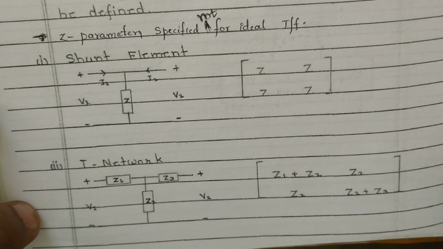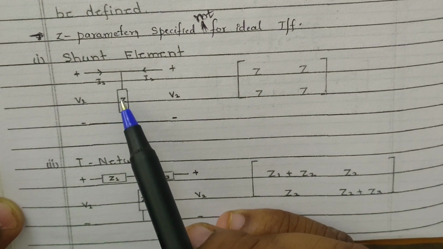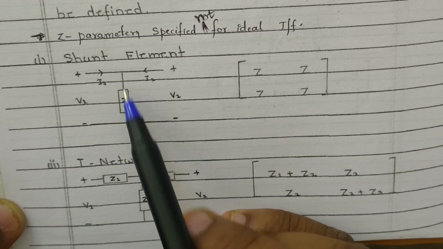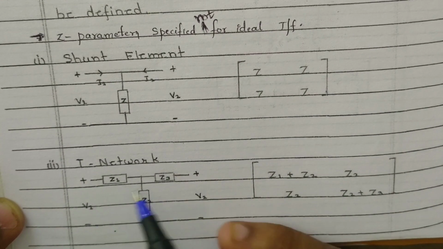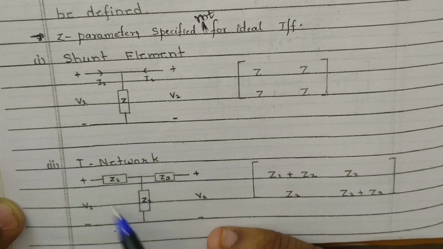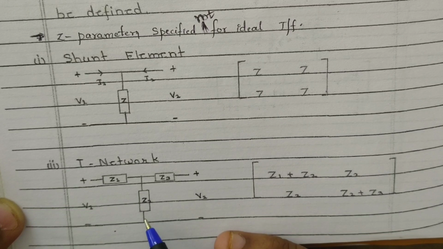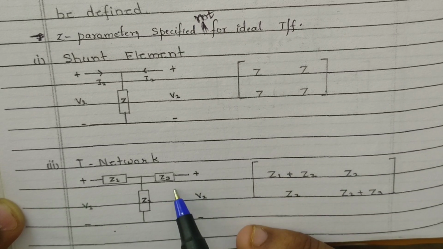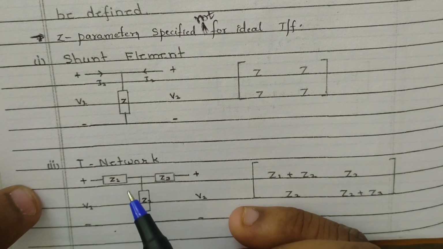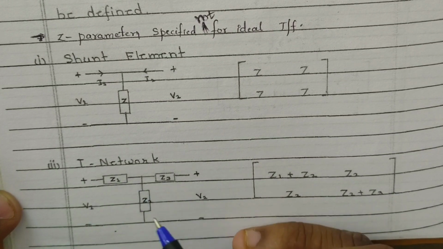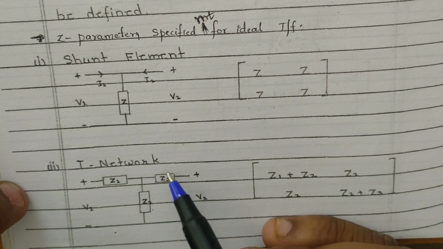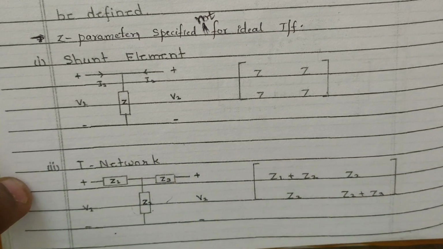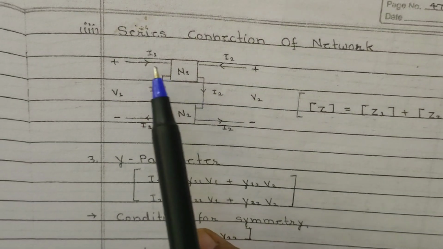Now for a shunt element, if there is a Z in the middle, you can represent the total matrix as Z, Z, Z, Z. If it is represented as a T network, first add Z1 plus Z2, then Z2, Z2, and Z2 plus Z3. Add the diagonal terms, keep the off-diagonal terms the same as Z2, and add the next diagonal term Z2 plus Z3. Here this is the series connection of networks.